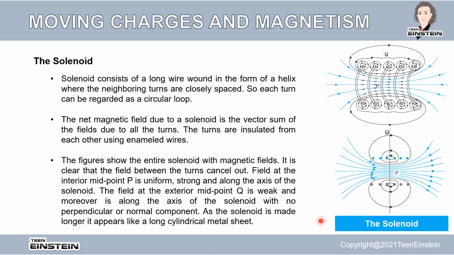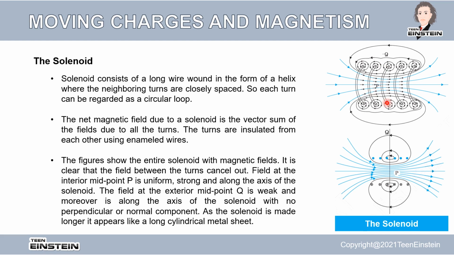Okay. Now we have come to a special case called the solenoid. In the previous case we talked about a current carrying wire which had cylindrical symmetry because it was straight, and now we are going to talk about a solenoid. So what is a solenoid? A solenoid consists of a long wire wound in the form of a helix where the neighboring turns are closely spaced. So each turn can be regarded as a circular loop. So it is like this.